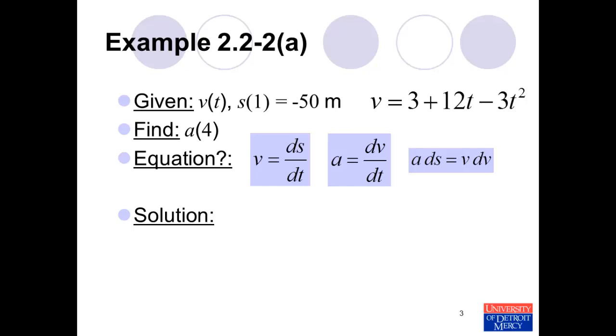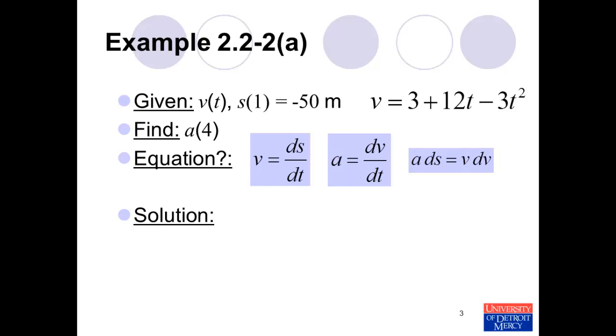So back to the problem statement, the first thing that we wanted to find was the acceleration at time equals 4 seconds. So this is what we're given. The velocity is a function of time, where this is the function, the position at time equals 1 second, and then we want to find the acceleration at 4 seconds. In general, we're sort of going to try to come up with a solution or a process that matches or connects what we're given to what we want to find.